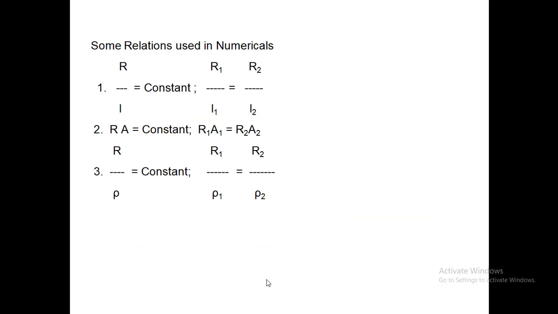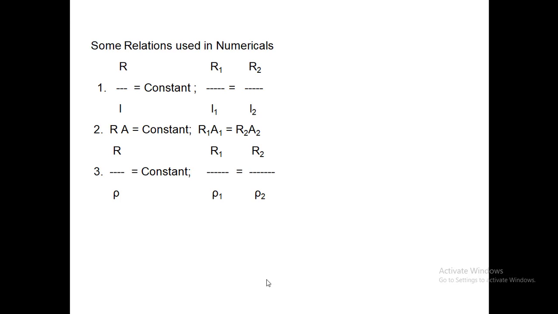Some relations which are used in numericals. We know that R is directly proportional to L. That means R by L is equal to a constant. So R1 by L1 is equal to R2 by L2. In the same way, R is inversely proportional to A. That means RA is equal to a constant. So R1 A1 is equal to R2 A2.